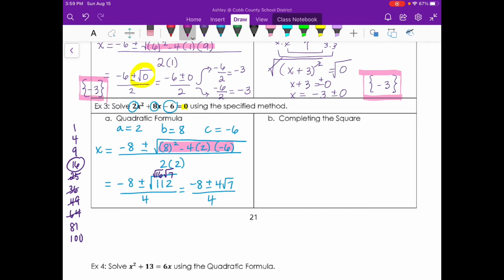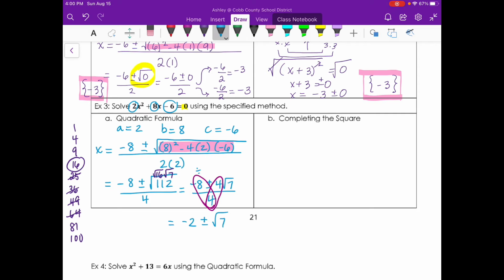We need to simplify by dividing all 3 of these coefficients by a common factor. And you are going to do this when they are divisible by a common factor. In this case, that common factor is 4. So we're going to divide all 3 of those coefficients, not the 7 on the inside, but the 8, 4, and 4. And that will give us negative 2 plus or minus radical 7.